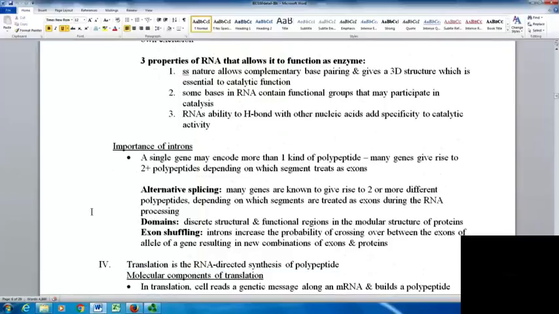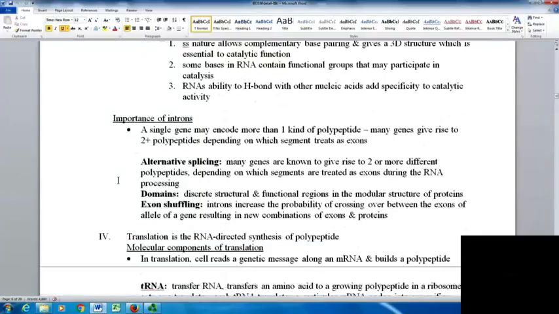The introns are important. While they may sound like just a region that's being cut out, they are far more important than that would suggest. A single gene may encode more than one kind of polypeptide. Many genes give rise to 2 or more polypeptides depending on which segments get treated as exons. And this happens through alternative splicing.